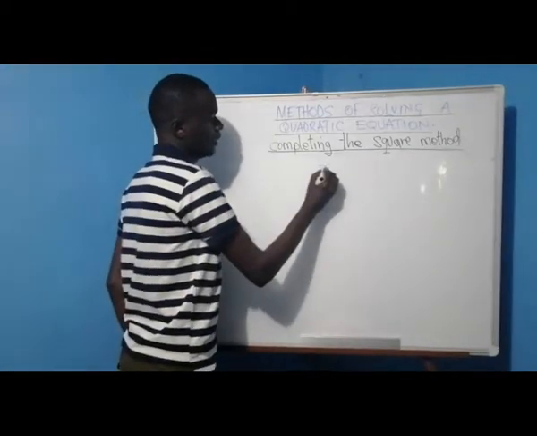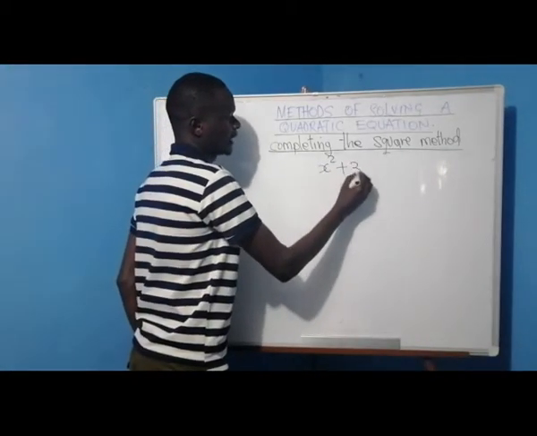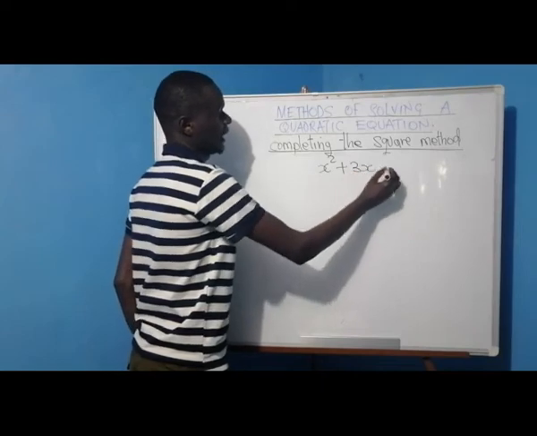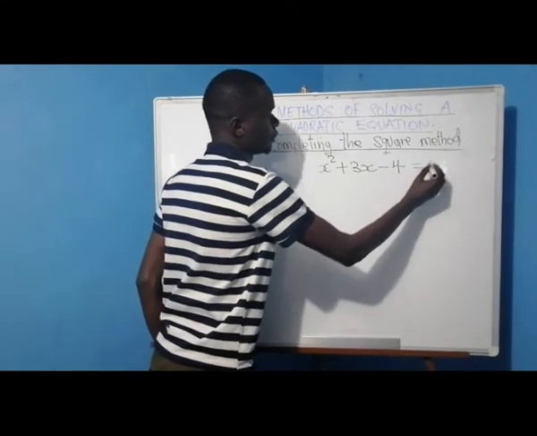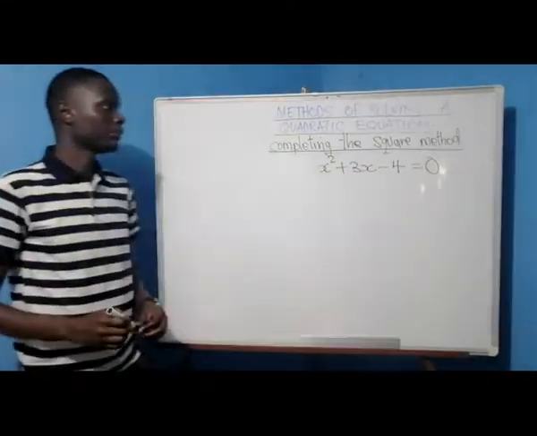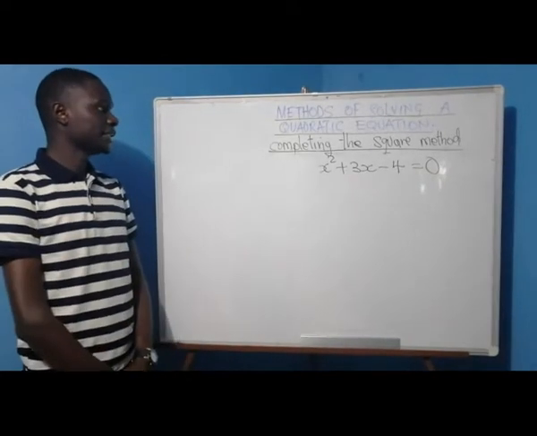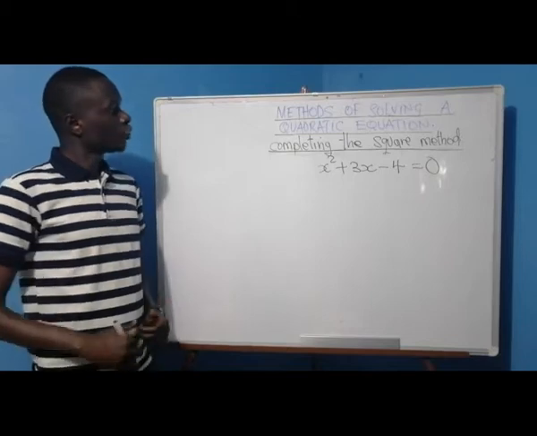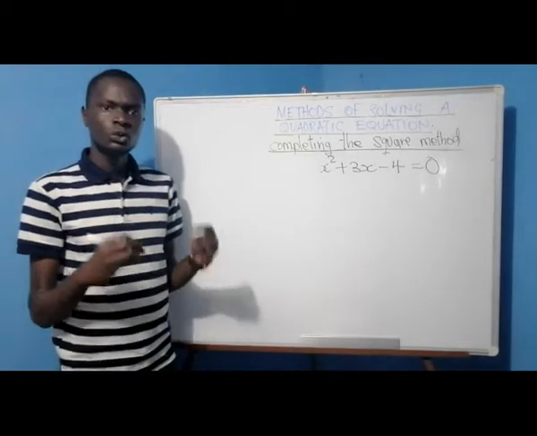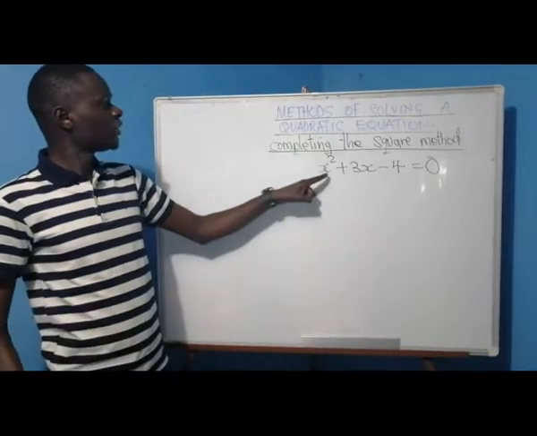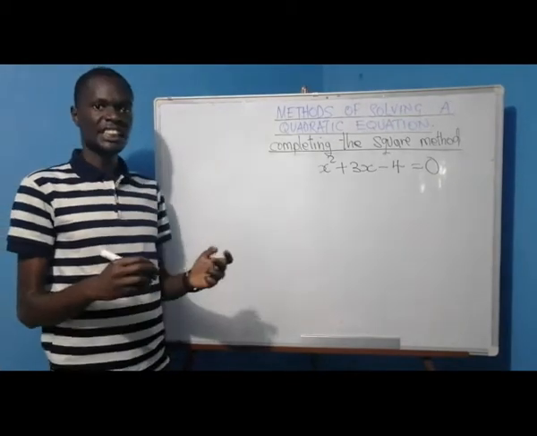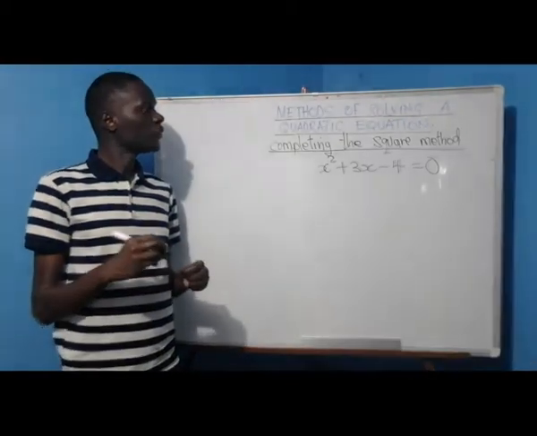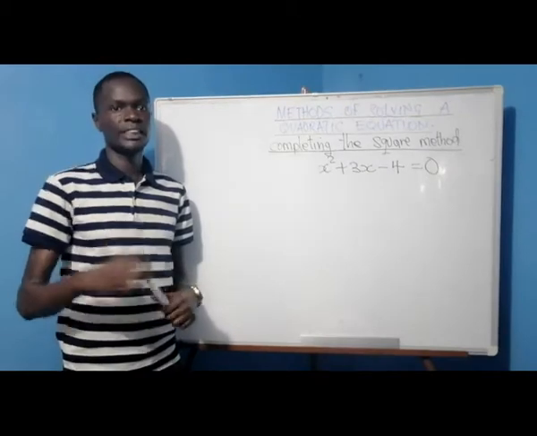Consider the example: x squared plus 3x minus 4 is equal to 0. So what generally do we need to do to find the value of x using this method? This is what we are going to do, but we are going to do it stepwise.